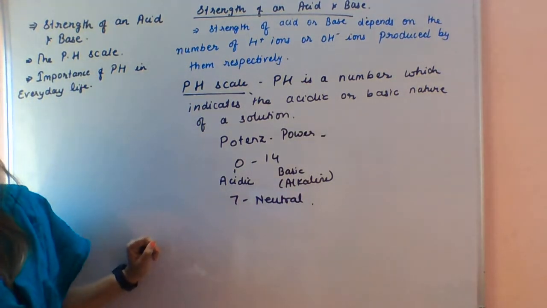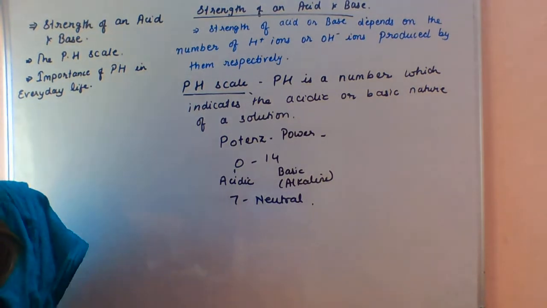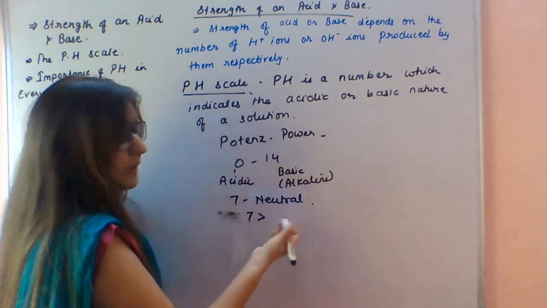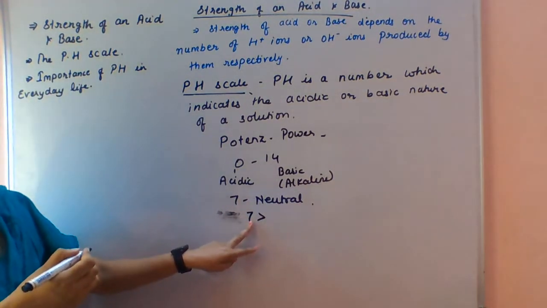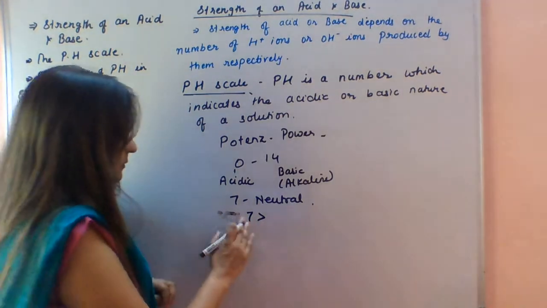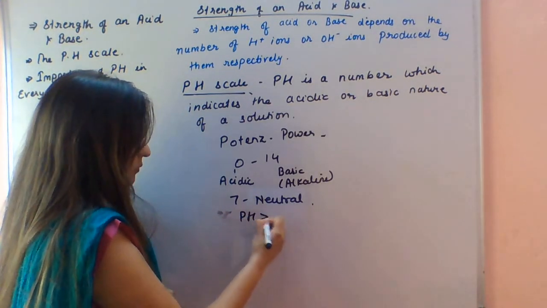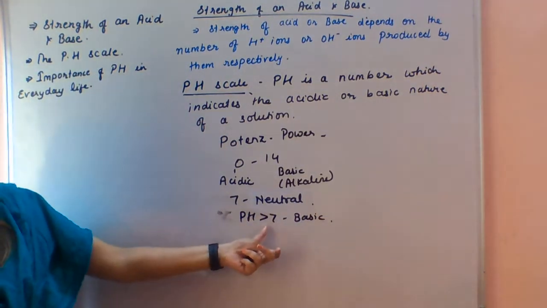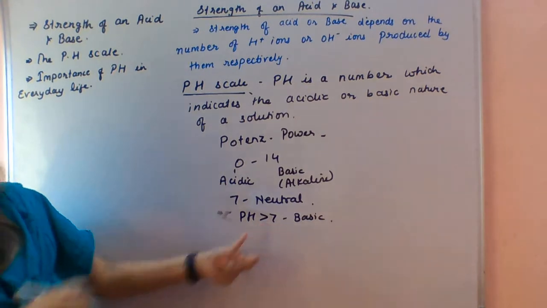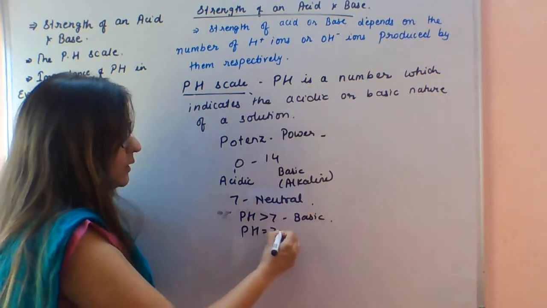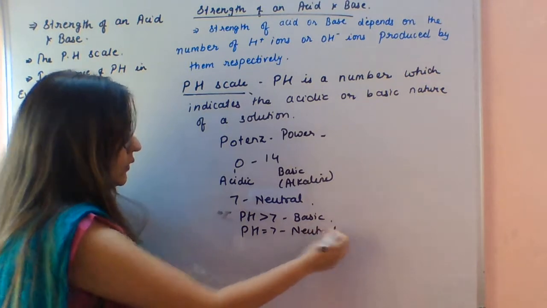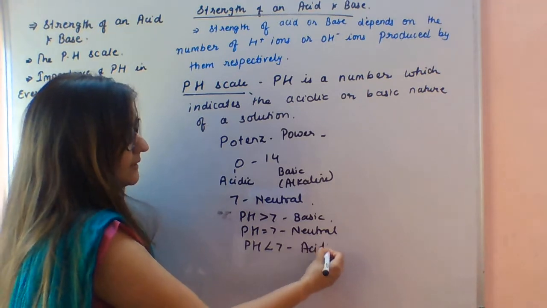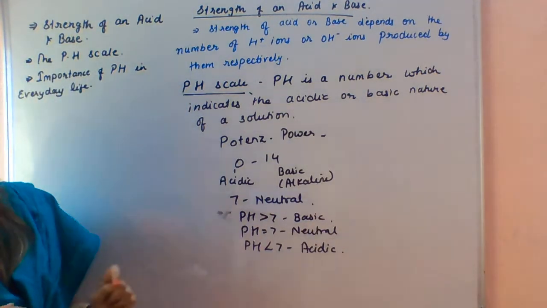Okay, so you can say that if the pH value is more than 7, then it will be basic. If the pH value is equal to 7, that will be neutral, and if the pH value is less than 7, then that will be acidic. Okay, so this is about the pH scale.